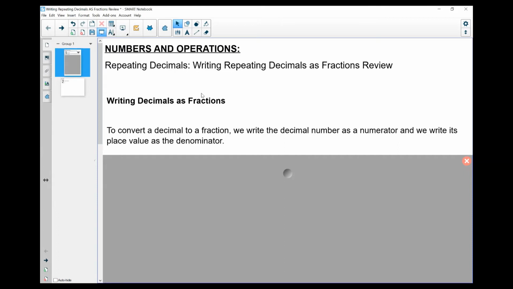It's like that every time. Whatever's on the top, that's your numerator. Whatever's on the bottom, that's your denominator. Because people will get mixed up. They would mix that up, put the numerator on the bottom, denominator on the top. No. So always remember numerator, and then place value as the denominator.